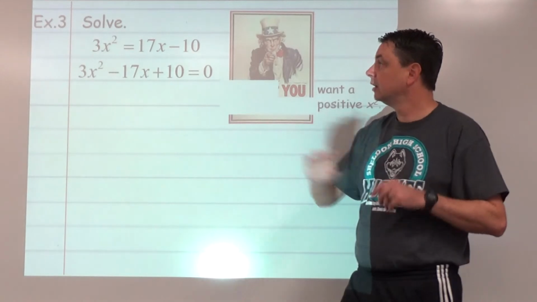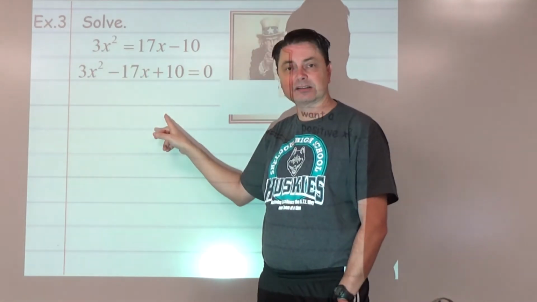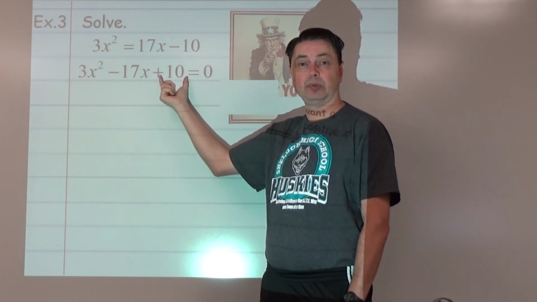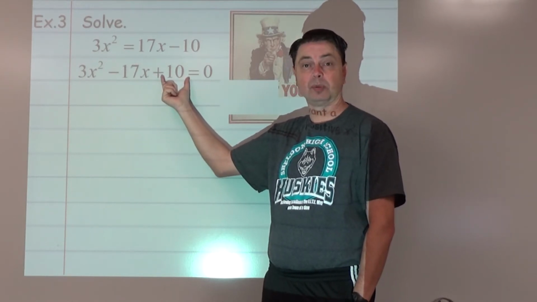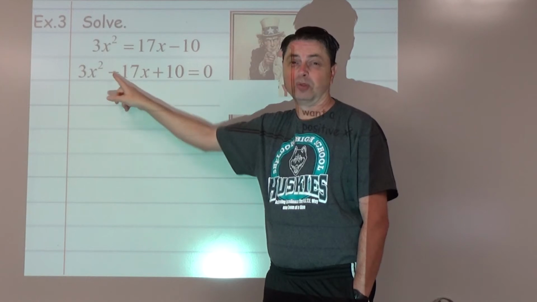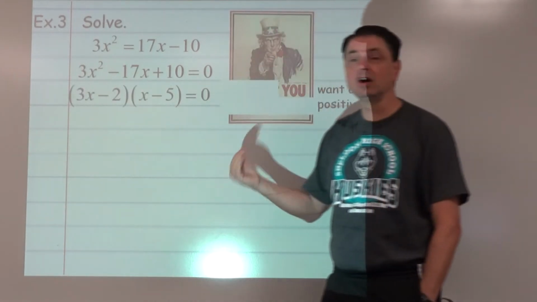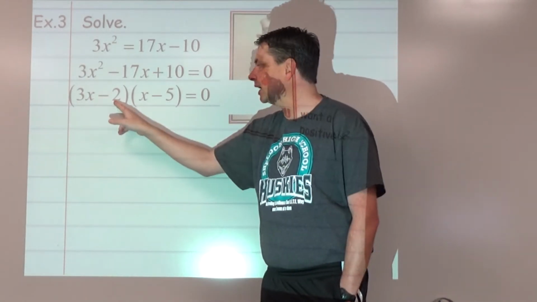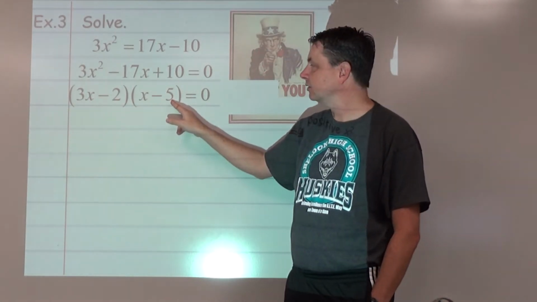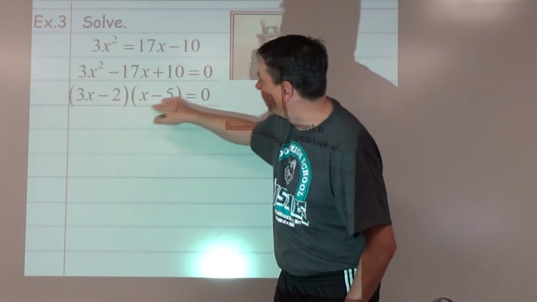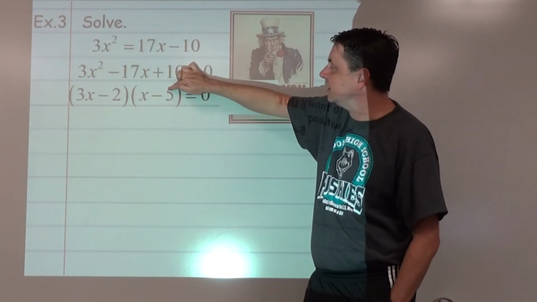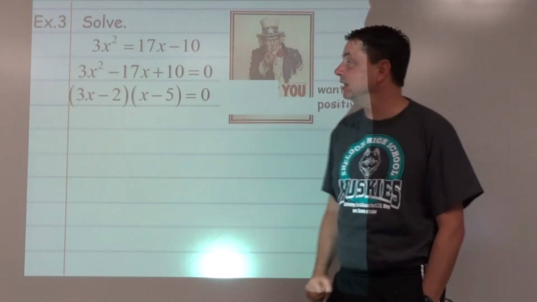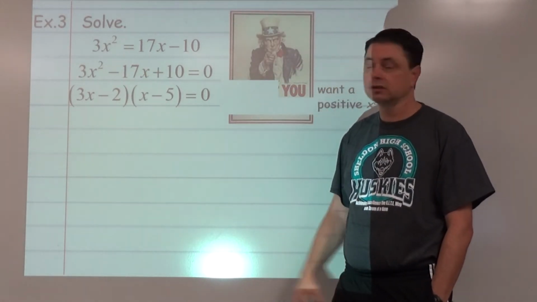Double bubble. 3x and x. Signs must be the same to get a plus 10. So either both minus or both plus. That says they're both minus. The winning combination based on our factoring work from before. 3x minus 2, x minus 5. As we check outside inside, we get negative 15x and another negative 2x makes negative 17x. That's how we know it works.